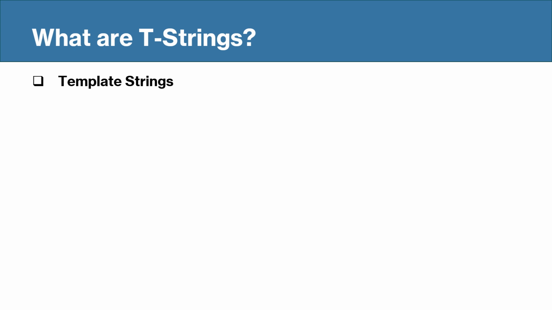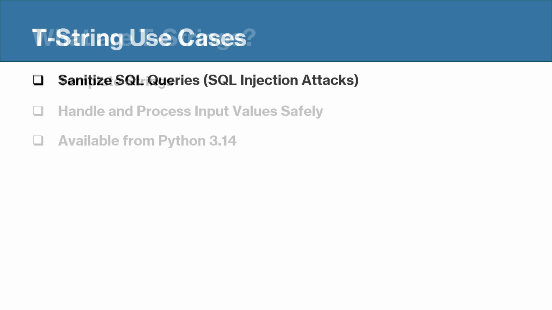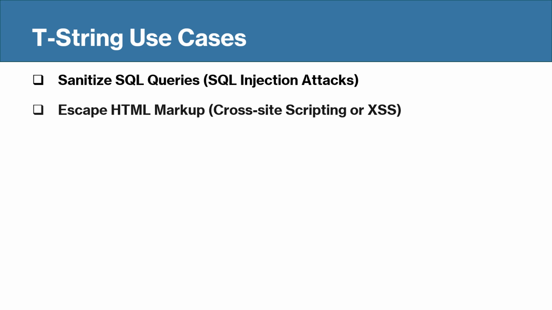T-strings stand for template strings, and they're used to handle and process input values safely into your program. And T-strings are available from Python 3.14. T-strings can be used to sanitize SQL queries or prevent SQL injection attacks, and T-strings can be used to escape HTML markup or prevent cross-site scripting.